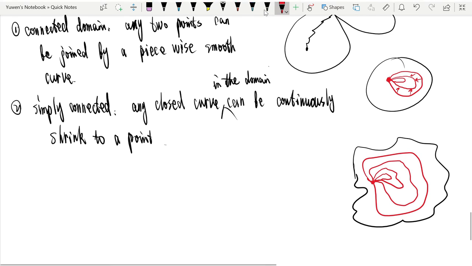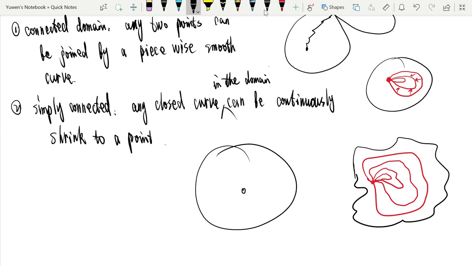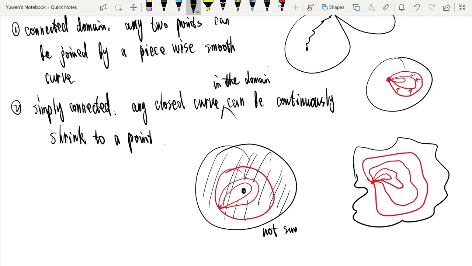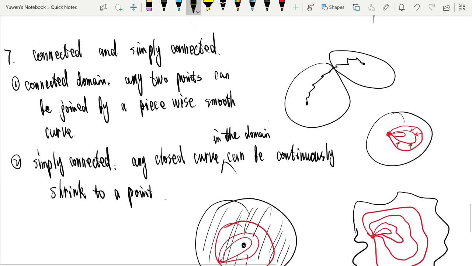And this is not simply connected if there is some hole, because this curve cannot shrink to a point, because we cannot pass this hole. It's not simply connected. That's the definition of connected and simply connected domain.